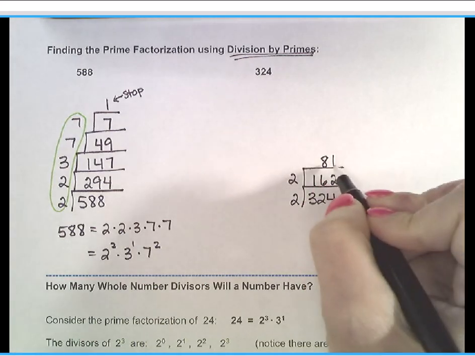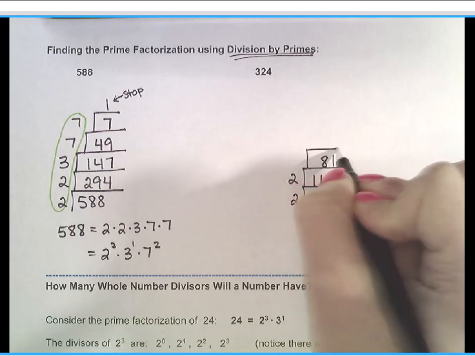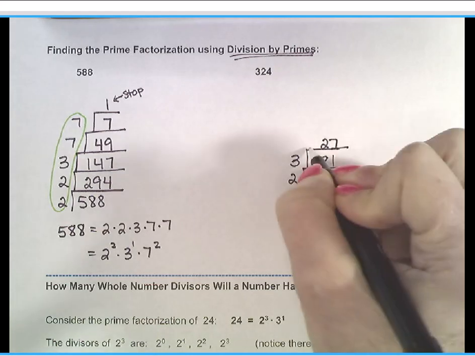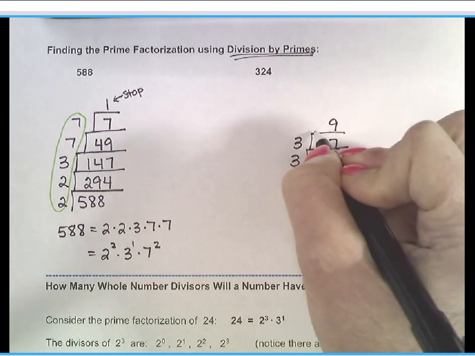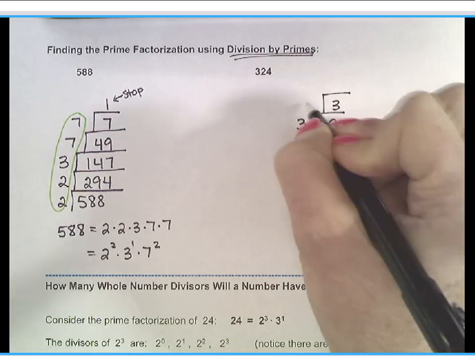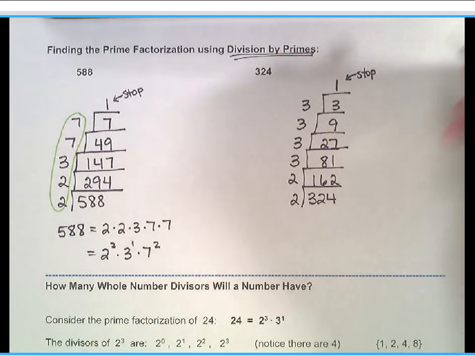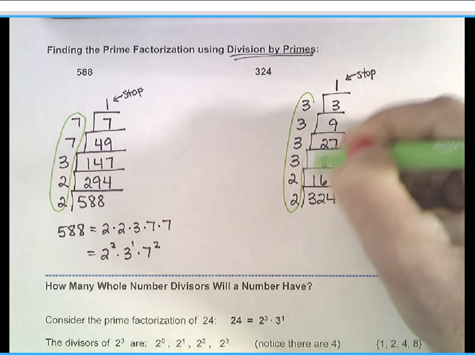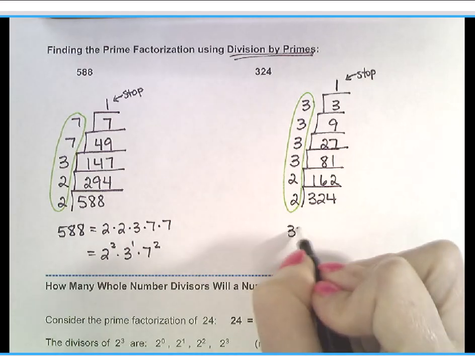Now 81 is not divisible by 2 anymore, but 81 is divisible by 3. So if I divide by 3, I get 27. And I can divide 27 by another 3. I'll get 9. And I can divide that by 3. That gives me 3. And I'll go one more time until I get a 1 at the top. Remember, you want to stop once you get to a 1 at the top. And all of those numbers are going to be your prime factorization for 324.